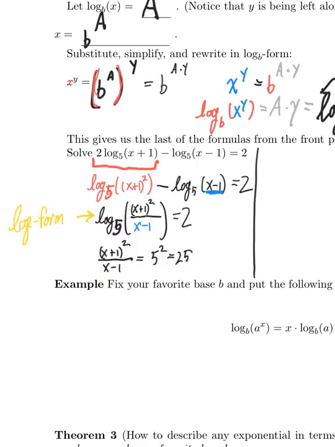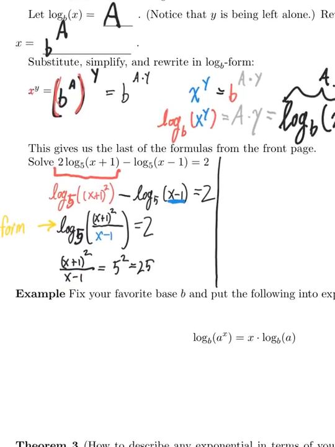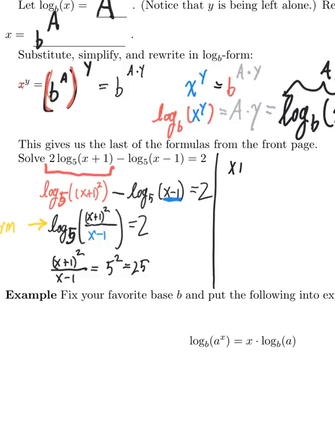I should move the x minus 1 over to the other side. Doing that will give me (x plus 1) quantity squared is equal to 25 times (x minus 1). And I think what I'll do is go ahead and FOIL out the left-hand side, giving me x squared plus 2x plus 1, is equal to, and I'll distribute on the right-hand side, 25x minus 25. And now let's solve for x.